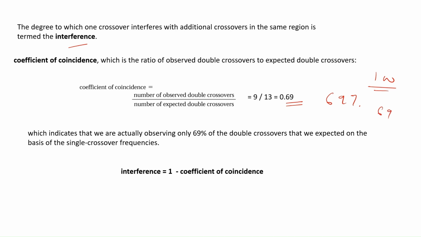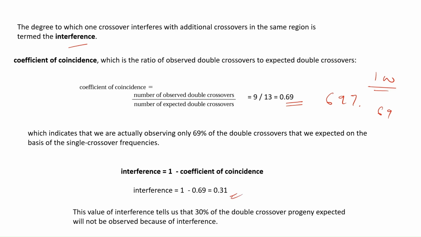Now the actual formula for interference is 1 minus the coefficient of coincidence, that is 1 minus 0.69, which is 0.31. That means 31%, or approximately 30%, we cannot see due to interference. Of the double crossovers, out of 100, we are only seeing 69, or nearly 70. So that means 30% we are not seeing. This 30% we cannot see because of interference. That means one crossover inhibits the subsequent crossovers. That is about interference and coincidence.